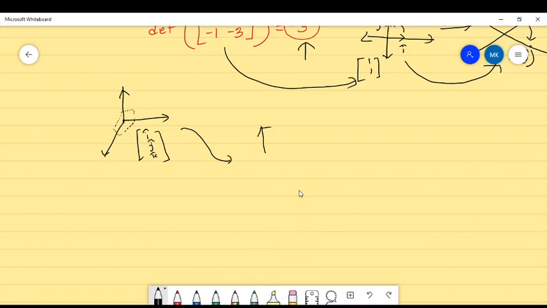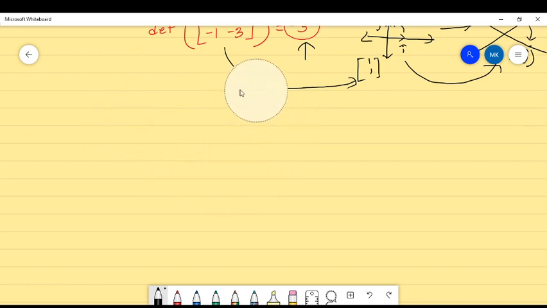Now, this is the underlying idea, or the basic idea, of the determinants. I hope you're all clear about this. Now let's see some properties of the determinants. The determinant has three major properties.